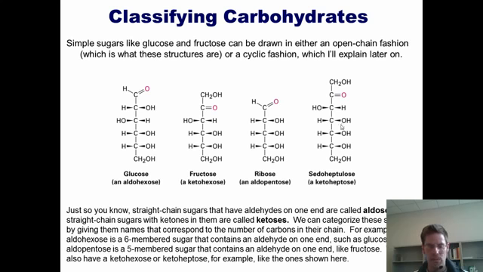We can categorize these sugars further by giving them names that correspond to the number of carbons in their chains. For example, an aldohexose is a 6-membered sugar that contains an aldehyde on one end. So glucose is indeed an aldohexose. An aldopentose is a 5-membered sugar that contains an aldehyde on one end. Ribose is an aldopentose. We also have ketohexoses, or a ketoheptose. For example, fructose here is a ketohexose because it's got a ketone in it and it's got 6 carbons in its chain. And acetoheptulose is a ketoheptose. It's got 7 carbons in its chain and has a ketone inside it.